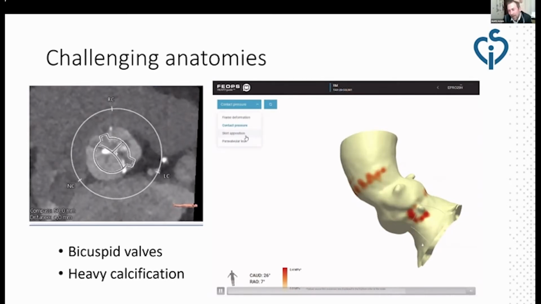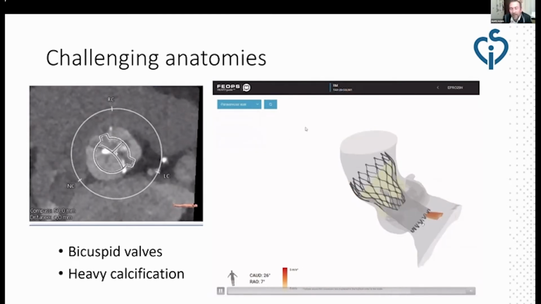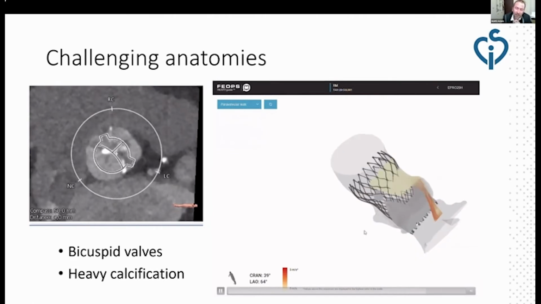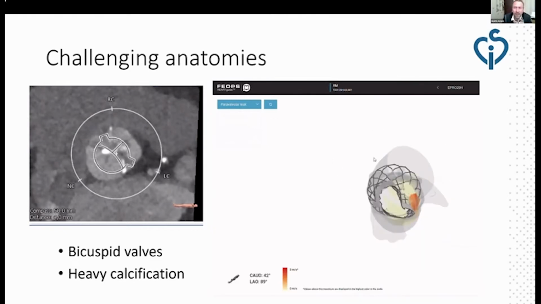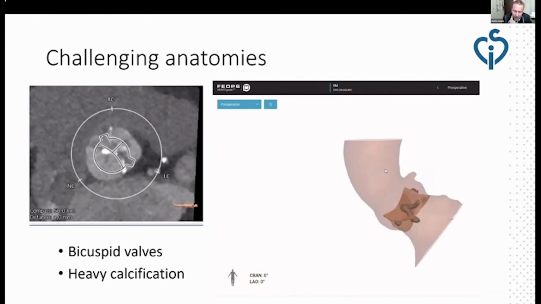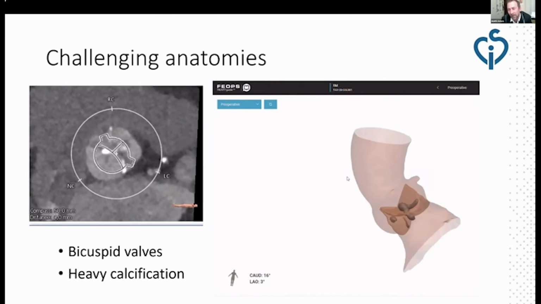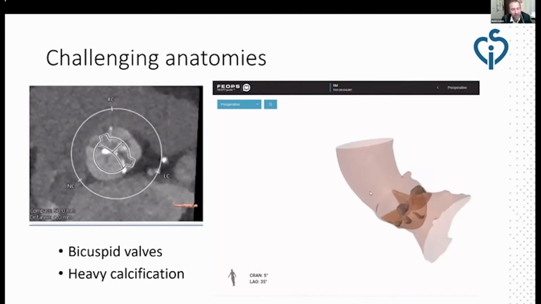And then you can also look at the contact pressure that the valve is going to have in that area between the right and non-coronary septum, so that you can see maybe we have a high pacemaker rate, or maybe we should implant higher. Then you can try to find out what valve, what size, and maybe also what height you want to implant, and that helps you to get better results. So in heavily calcified valves and in bicuspid valves, I see an advantage of that technique.